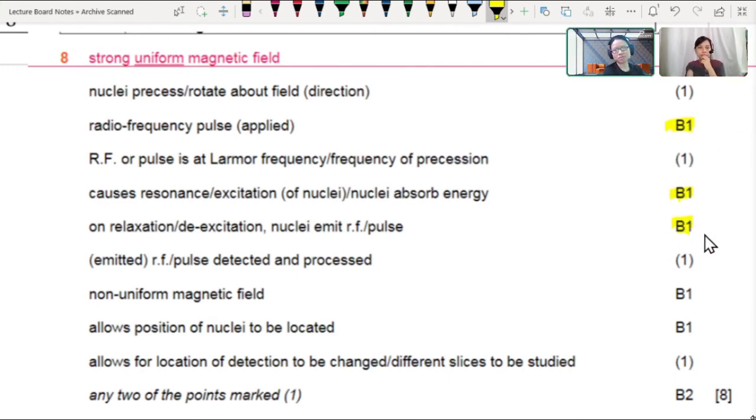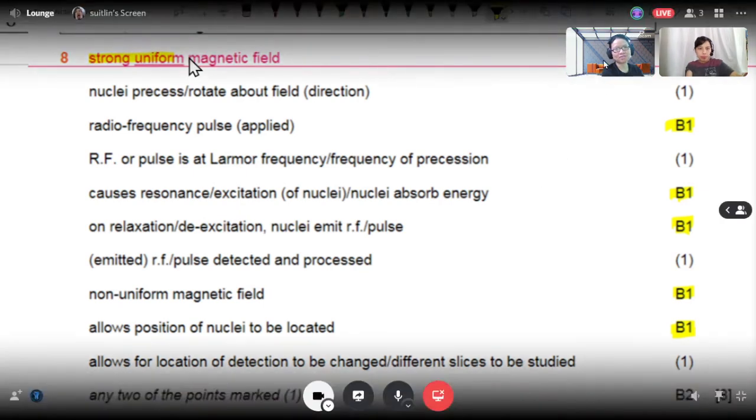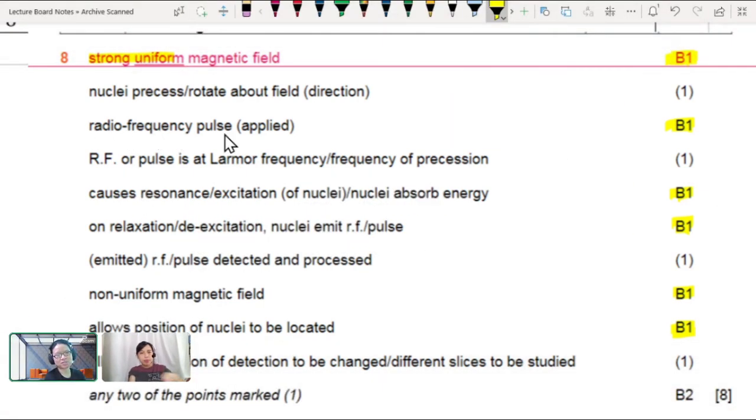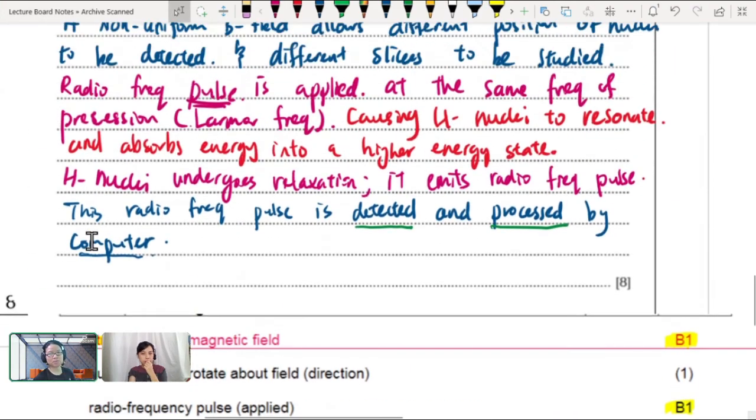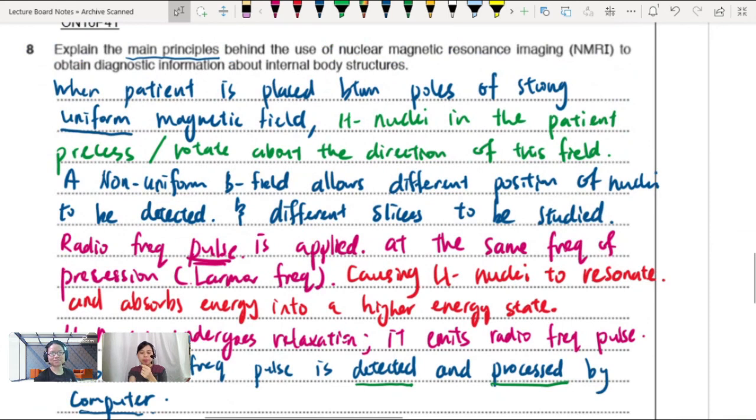So there is a different way of scoring. These are all B marks, meaning if you didn't write about the strong uniform magnetic field, you will lose 1 mark. If you didn't say that there's a radio frequency pulse, you lose 1 mark. Whenever you open a mark scheme of this kind of essay, especially for physics, they never bother to tell you the whole story, like what we did just now. They will just tell the examiner what the key points are that should be covered. So if you see something like this, be encouraged to write your own story.